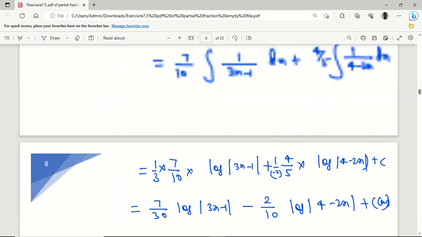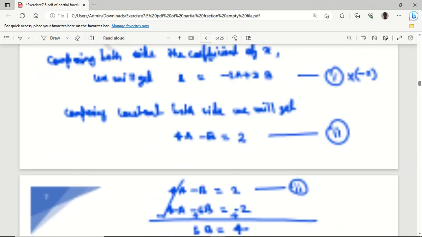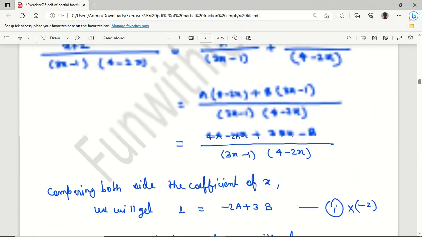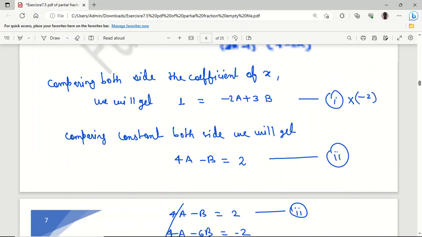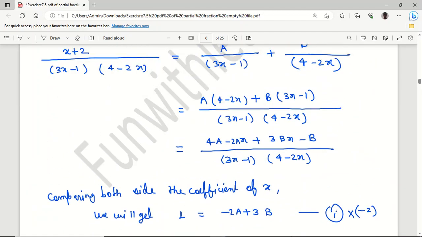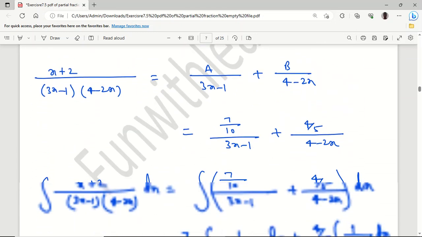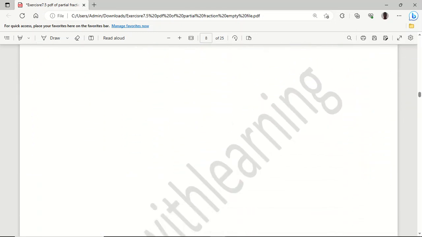So this was the first integration by partial fractions. I hope the values of a and b are right. If it is wrong, there is no problem, but we'll proceed in the same fashion for such types of questions. So now we are trying the second question.